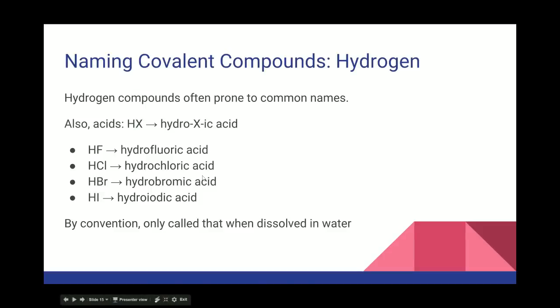But the hydroblankic acid thing is only when they're dissolved in water. Otherwise, you treat it sort of like an ionic compound. So hydrogen fluoride, hydrogen chloride, hydrogen sulfide, and so on.